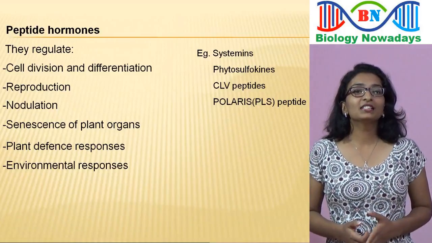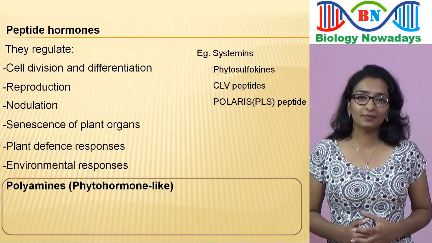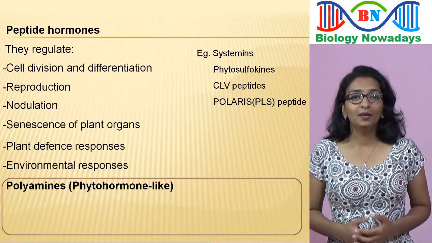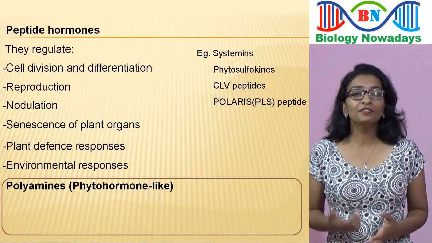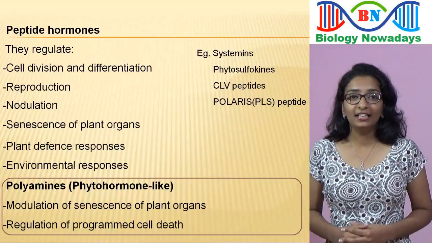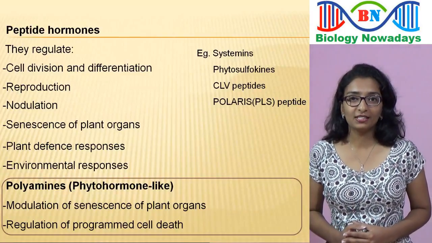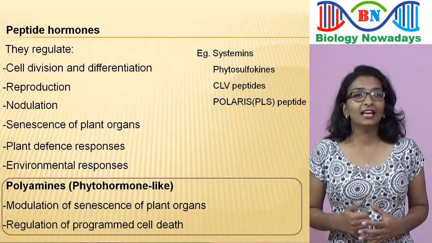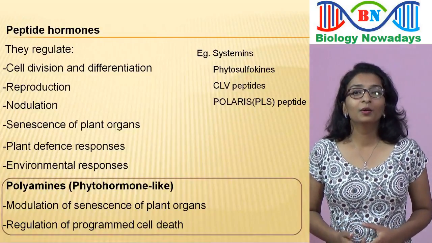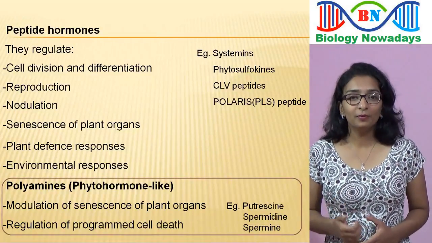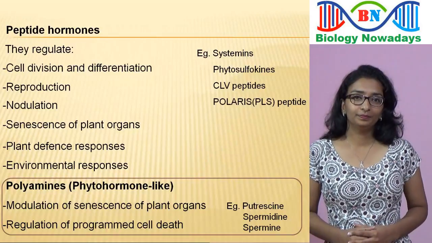The last group is the phytohormone like polyamines. They play a role in the modulation of senescence of plant organs and in the regulation of programmed cell death in plants. Examples for polyamines are putrescine, spermidine and spermine.